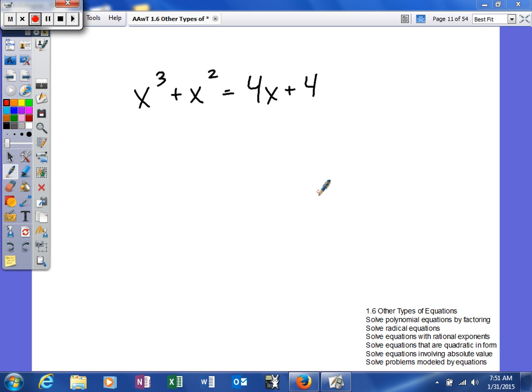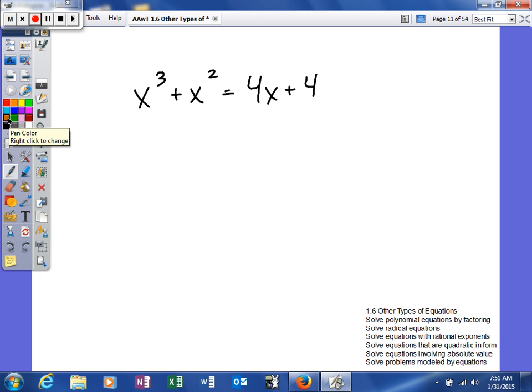As you can see, the highest exponent for our variable is 3. That determines the degree. So therefore, we should find 3 zeros. Just like when we found linear functions, we found 1 zero. Quadratic equations, we found 2 solutions. So on this one, we should find 3.